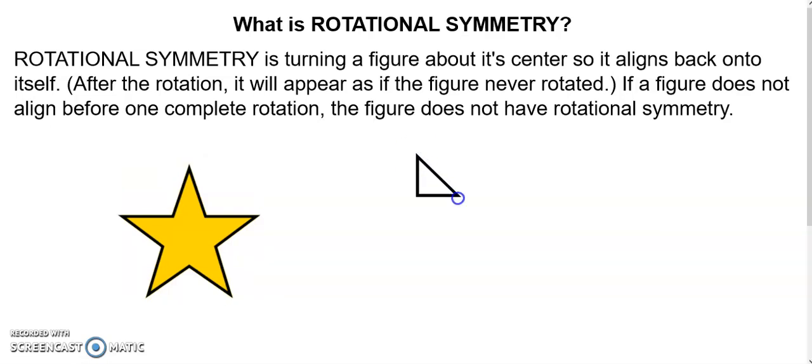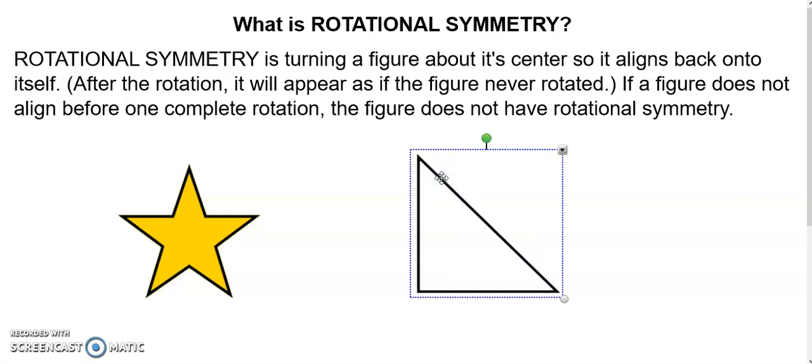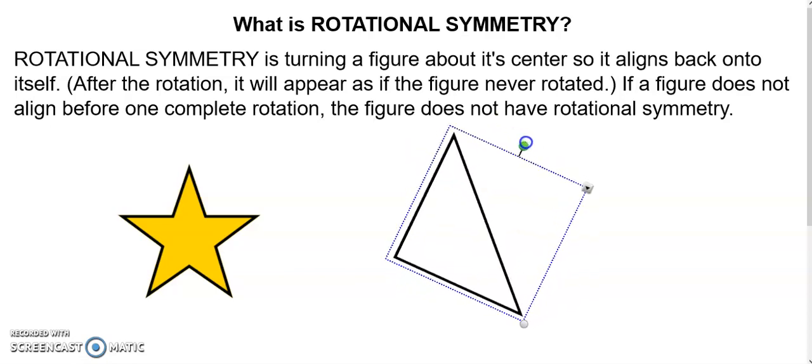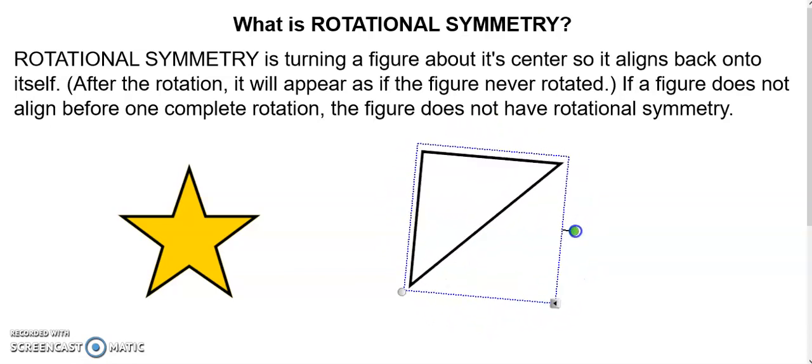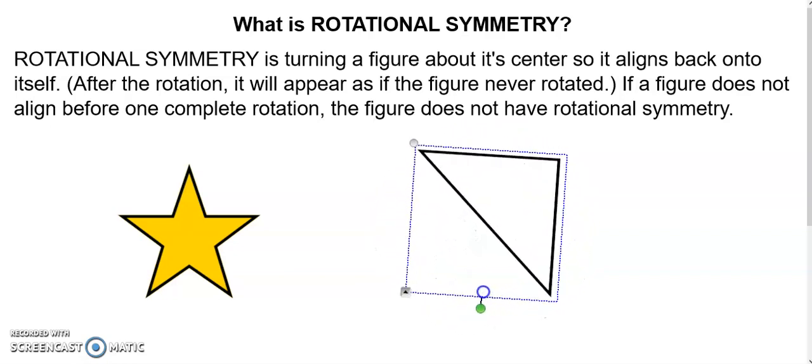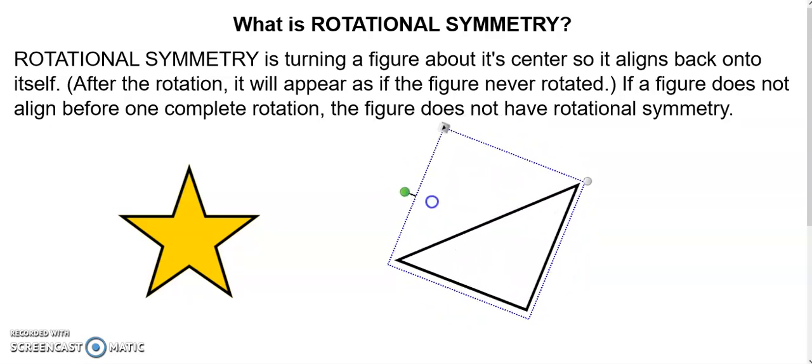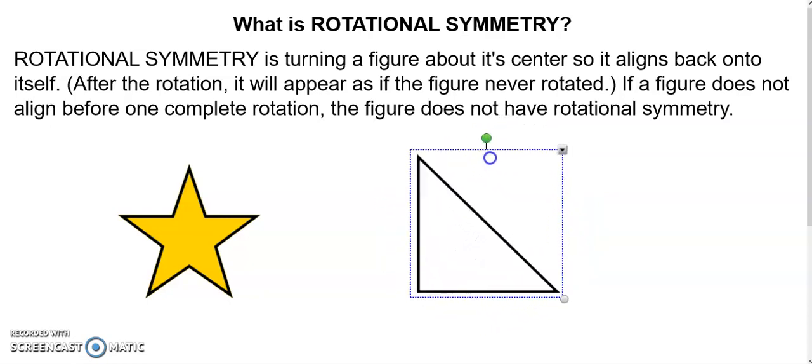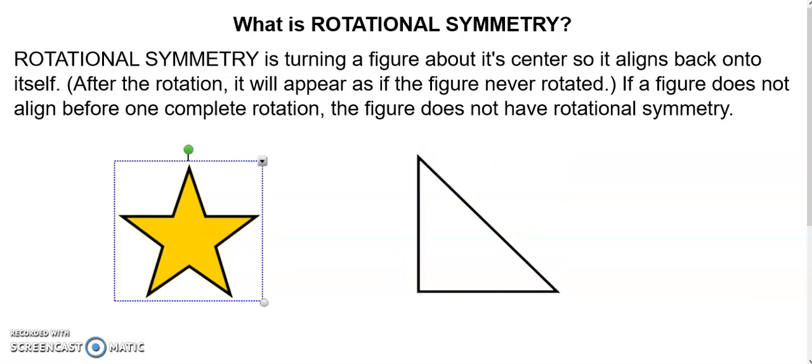Not all shapes have rotational symmetry. For instance, this right triangle does not have rotational symmetry. So I've drawn this right triangle. I start to turn. When does it look like the initial figure? Turning. I keep going. And that is when it looks like the original shape. The problem is that's how it started. So if it has to be turned 360 before it looks like it started, it does not have rotational symmetry. So this triangle does not have rotational symmetry, but the star does.